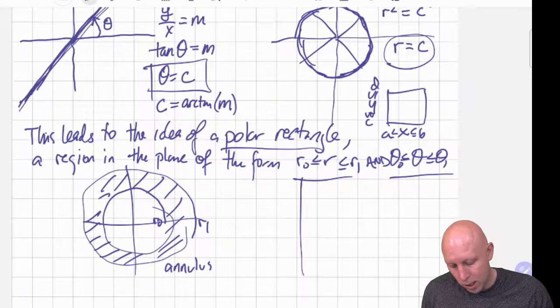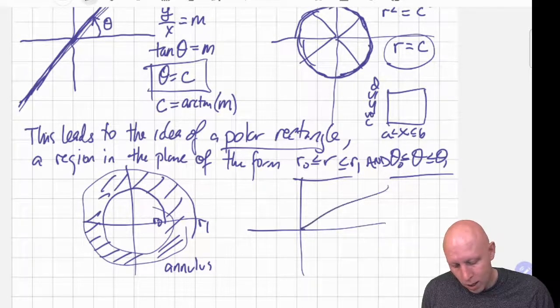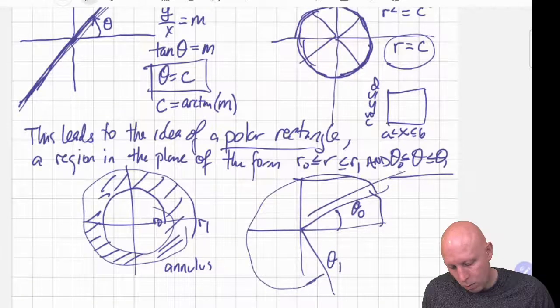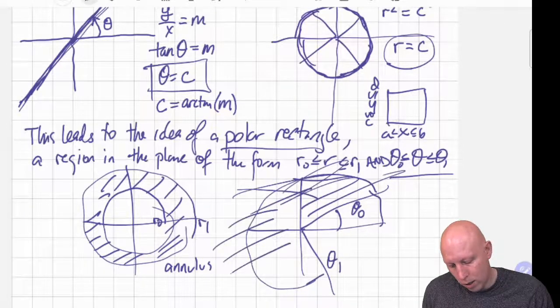Whereas when we're dealing with theta between theta naught and theta 1, then what we have now is a cone.